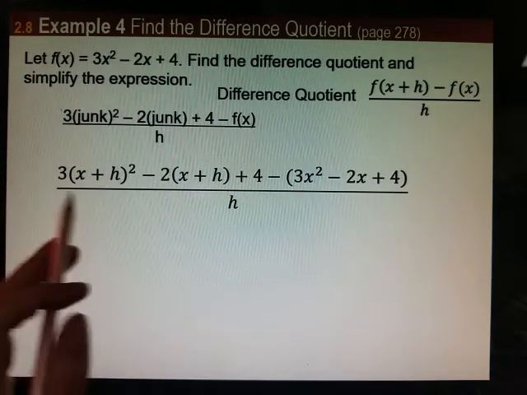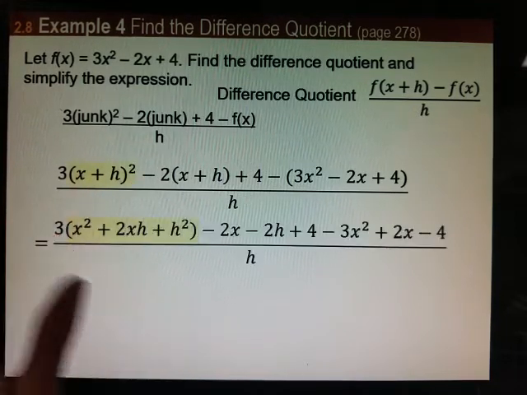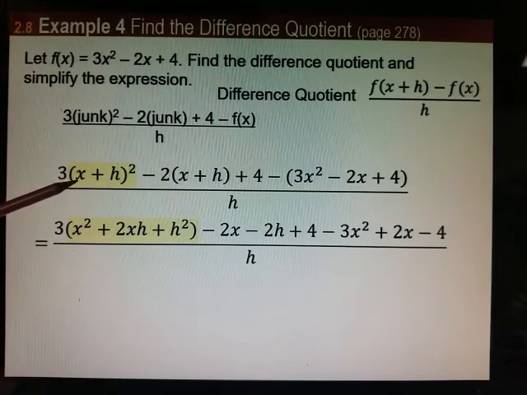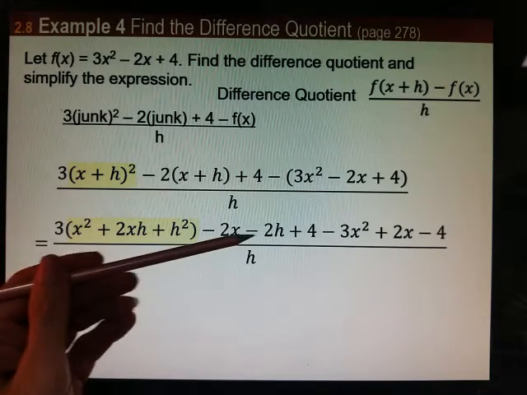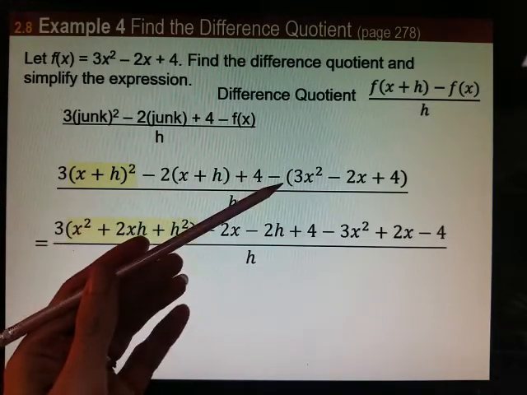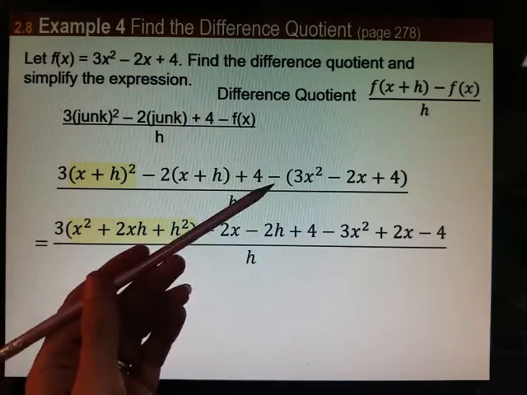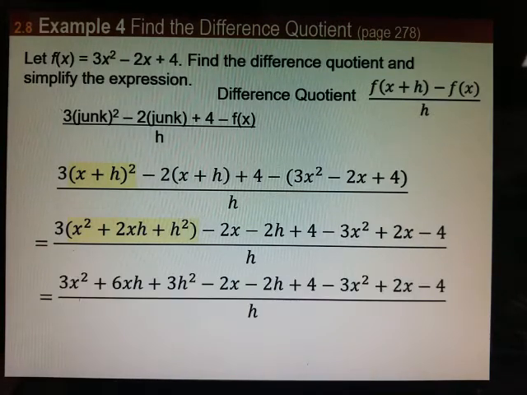All right, so the first thing you'll do is need to FOIL or box out x plus h squared. That's a binomial squared. Some of you have gotten the shortcut down, x squared, plus 2xh, double 2xh, last one squared is h squared. I distributed the negative 2x, negative 2h, kept my plus 4, distributed the minus: minus that negative, positive, minus that positive, negative 4. All right, now we distribute this 3.